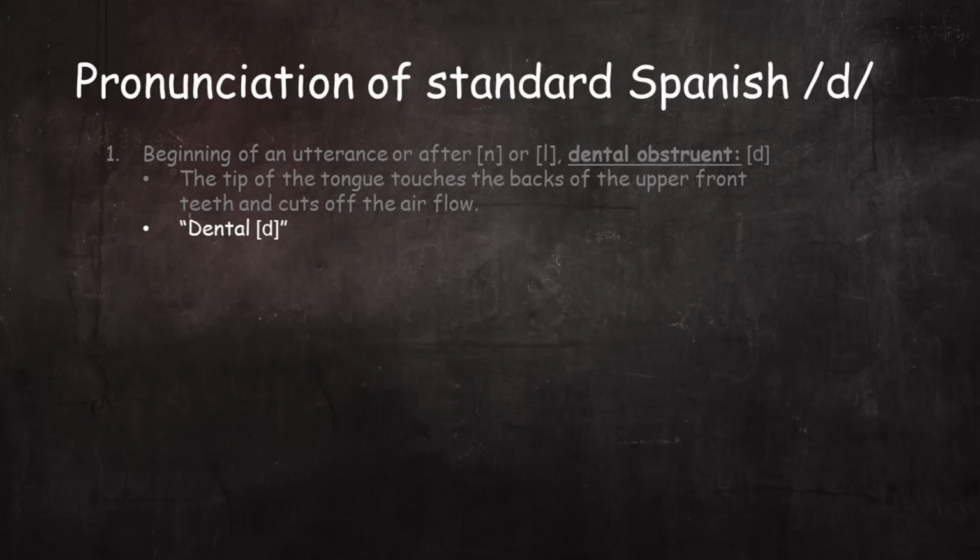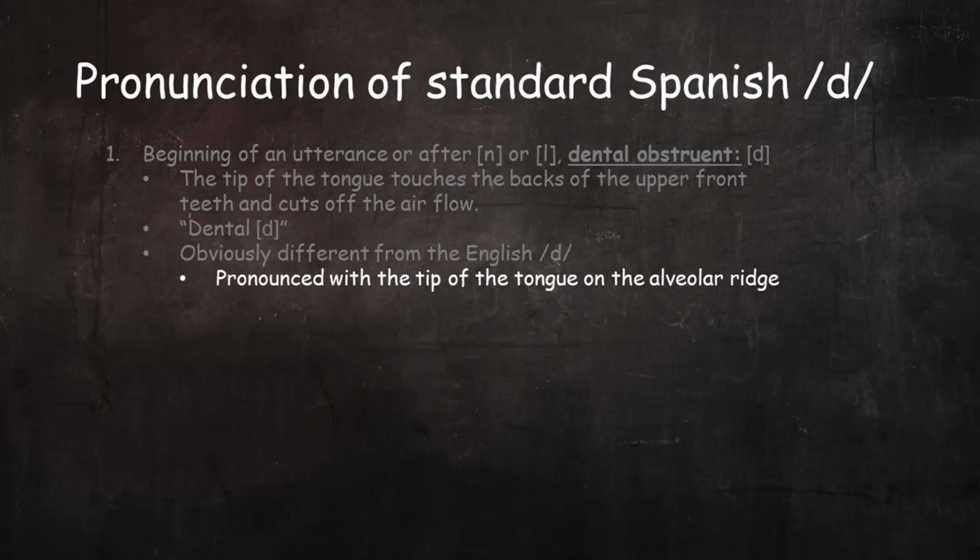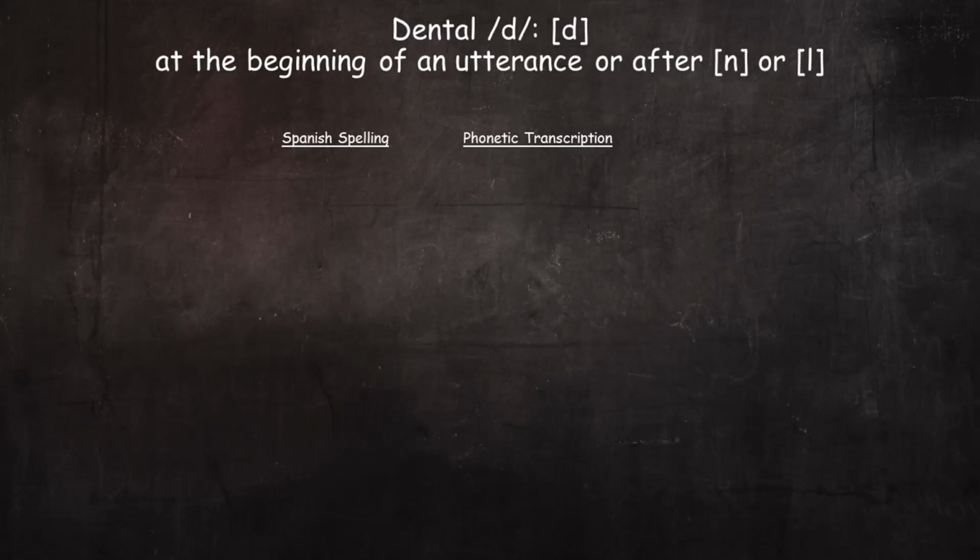The tongue position of this Spanish D creates a sound that is noticeably and obviously different in quality from the English D, which is pronounced with the tip of the tongue on the gummy ridge above the upper front teeth, called the alveolar ridge. Let's listen to some example words.